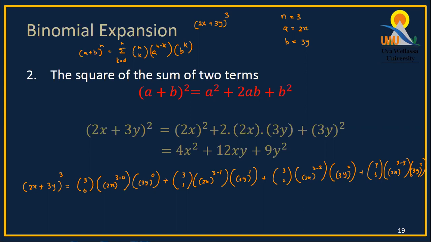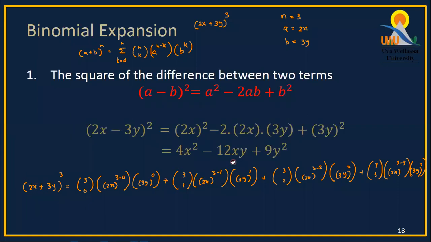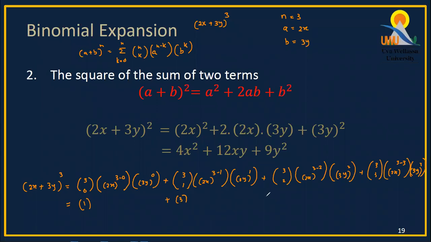Now, if you look at the Pascal triangle for n equals 3, you can see that the values are 1, 3, 3 and 1 respectively. Therefore, we will do the substitution there. Here we have the value 1 according to the Pascal triangle, then 3, 3 and 1. Now we have to identify these values. It is now 2x to the power 3 minus 0, which is 3. It is 2x to the power 3. Then the 0th power of any value gives 1.